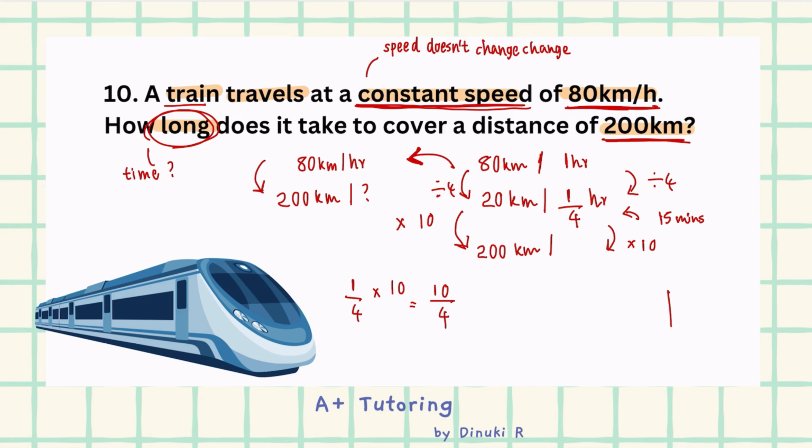So let me get some more space around here. 10 divided by 4. 4 goes 2 times. Take that away. 4 can't go into 2, so you put a decimal point, bring a 0, goes 5 times. So to travel 200 kilometers, we would be using 2.5 hours, right? So our answer is 2.5 hours.